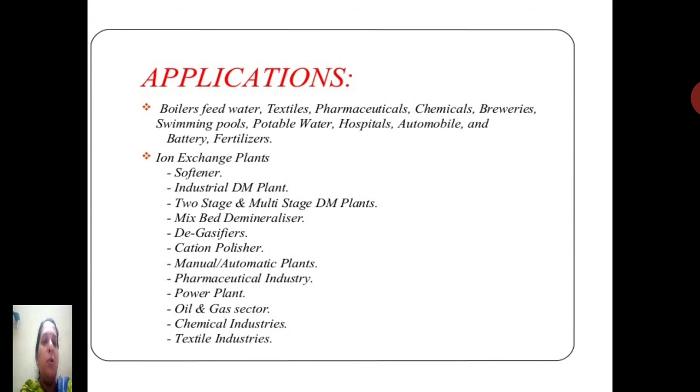So where do we normally use these deionization methods? Normally we do this demineralization or deionization for boiler feed waters, and especially in industries like textiles, pharmaceuticals, chemicals, breweries, swimming pools, potable waters, hospitals, automobiles, batteries and fertilizers. Apart from this, ion exchange plants can be used as a softener, and as an industrial demineralization plant, two-stage and multi-stage demineralization plants, mixed bed demineralization, degasifiers, cation polisher, manual or automatic plants, pharmaceutical industry, power plant, oil and gas sector, chemical industries as well as textile industries.